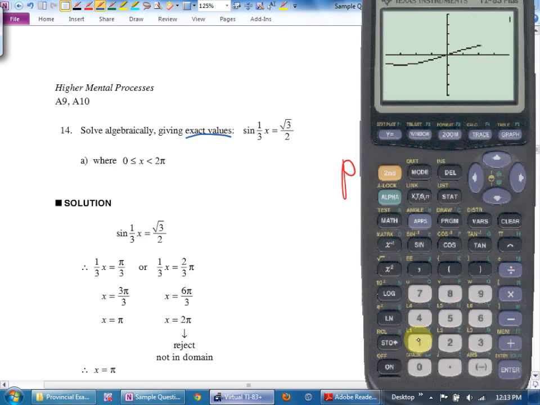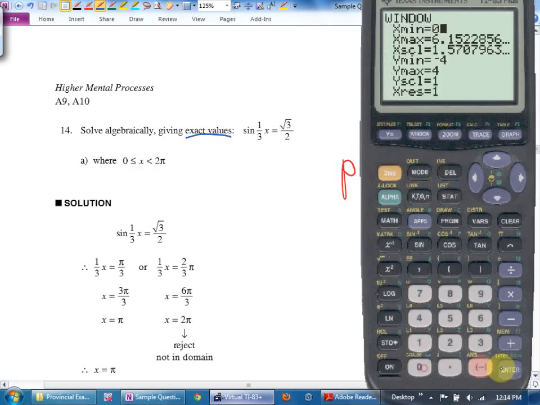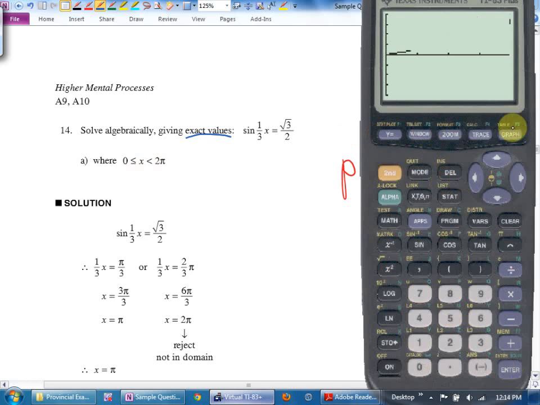Second function. Intersection. First curve, second curve, guess. Now this gives you an answer as a decimal. What is that decimal right there? 3.1415927. I think that's pi. Second function, calculate, intersection, first curve, second curve. Let's see if there's another one over here. Enter. Now 2 pi technically isn't in the domain, so it didn't find it.